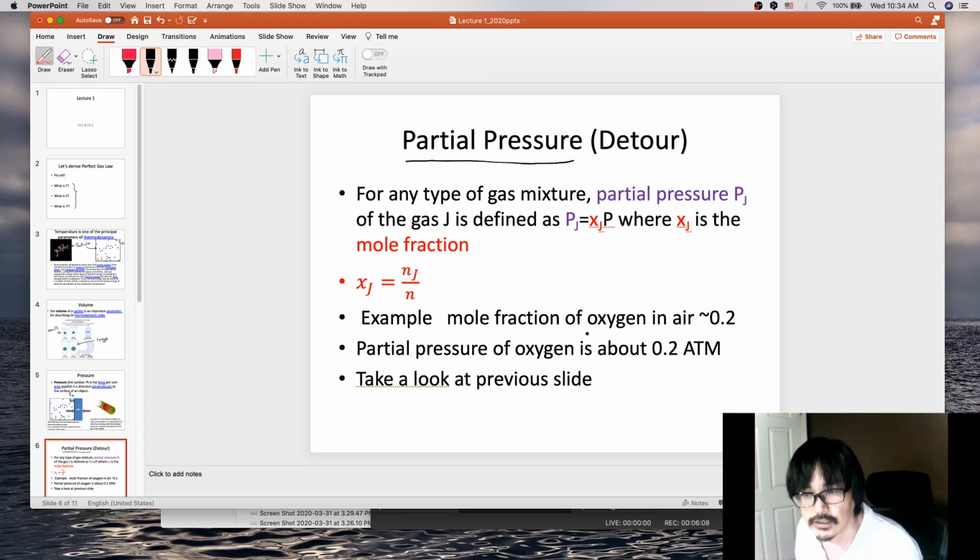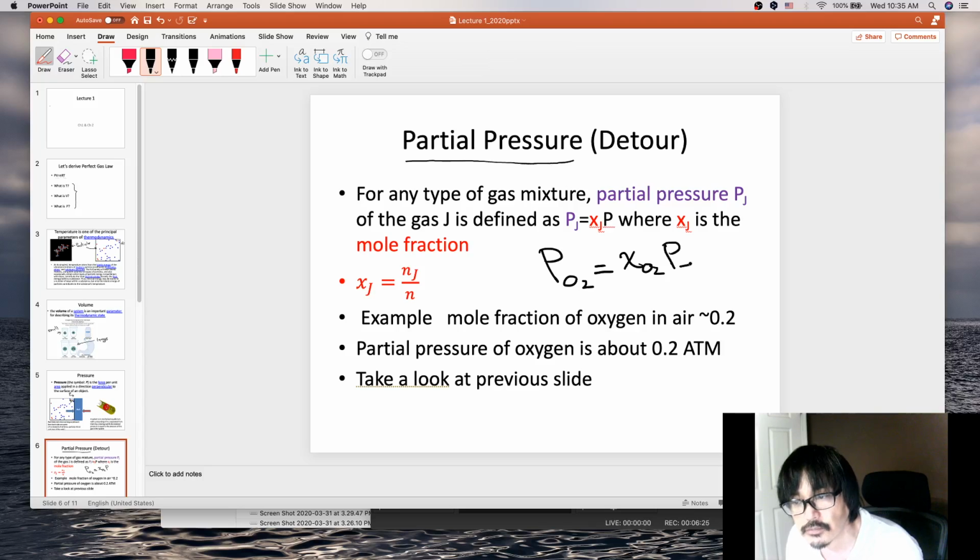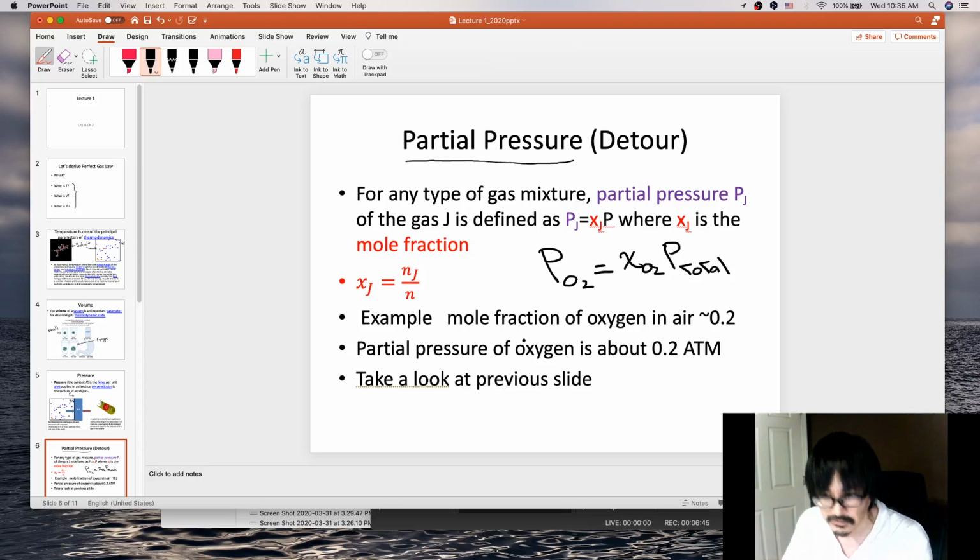So the partial pressure of oxygen is equal to the mole fraction of O2 multiplied by the total pressure, right? So if we are living in a 1 atm environment, then the partial pressure of the oxygen is actually 0.2 atm because the mole fraction of the oxygen, as we know, is 20% of the whole air, right?